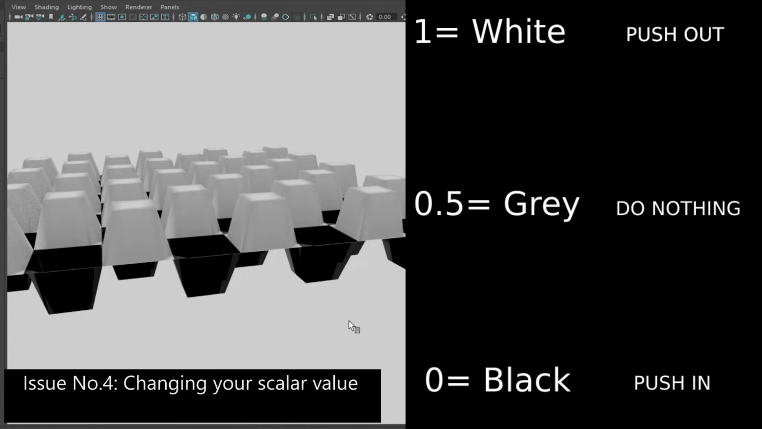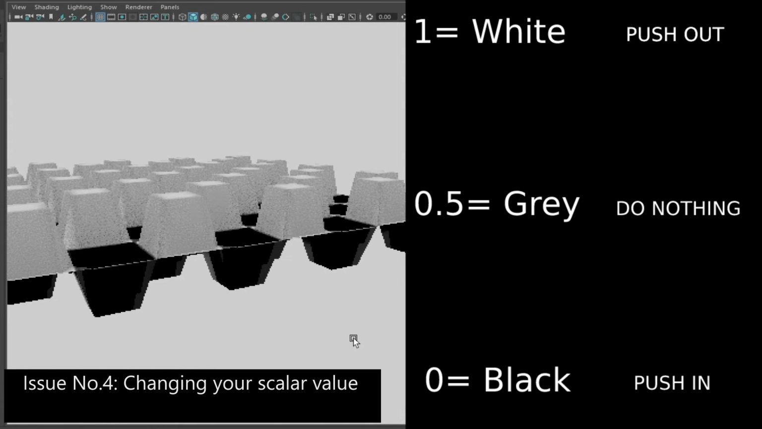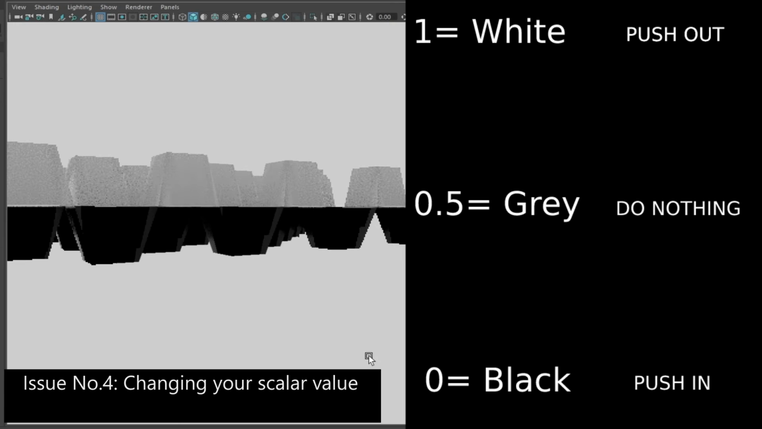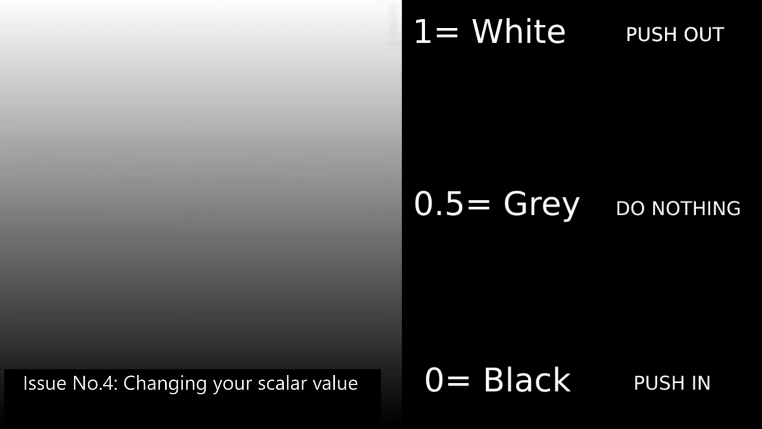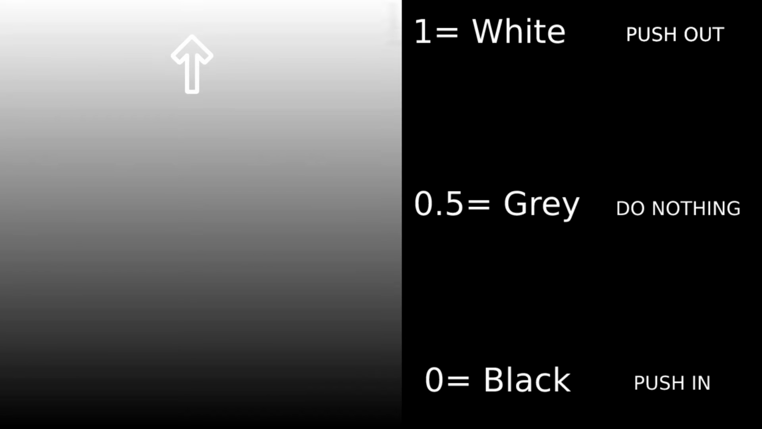This is about to get a little bit complicated. A displacement map is actually made of values from 0 to 1. Those values inform how much the geometry gets pushed in, pushed out, or doesn't change at all. We try to represent this with colors. White represents the highest value of 1 that gets pushed out, and black represents the lowest value, 0, which gets pushed in. This makes grey the representative of 0.5, our midpoint, at which nothing will get displaced.